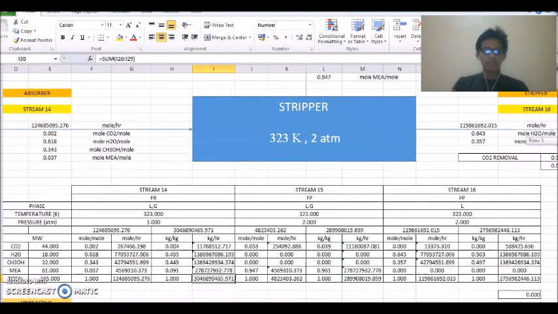So the phase for our inlet is in the form of liquid and gas, and for our outlet, which contains CO2 and MEA, is in the form of liquid and gas. And for the outlet stream, which contains some of the CO2 and H2O, it is in the form of liquid.